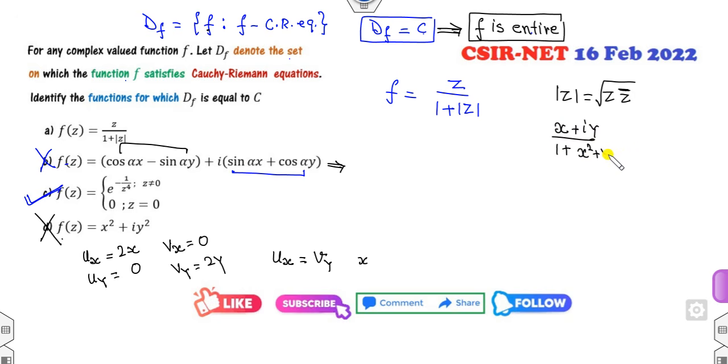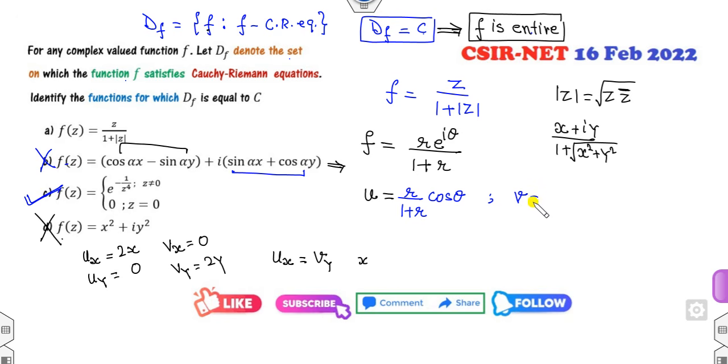This is x square plus y square, and then satisfy the CR equations. Otherwise I can change into polar coordinates. Iota, this is 1 plus r. Fine. Then what is my u? U is my real component. The real component is r cos theta, and v is r (1 plus r) sin theta.